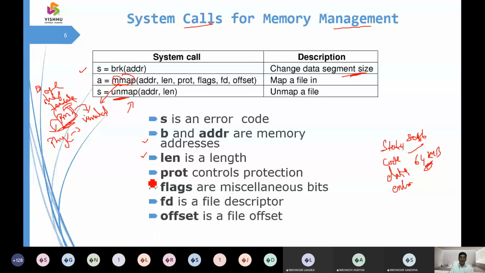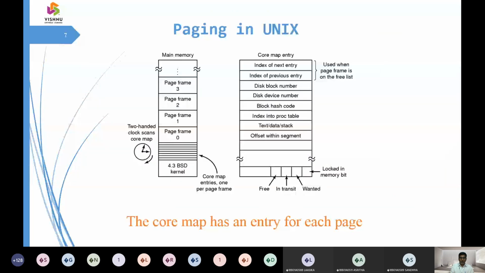Next, the protection control bits, which have read access and write access, and whether the data is set or not. For that, we have some flag variables. Then we describe the file, followed by the length of the total file it is going to occupy. That is where the offset comes into the picture. Again, the same word is going to repeat.